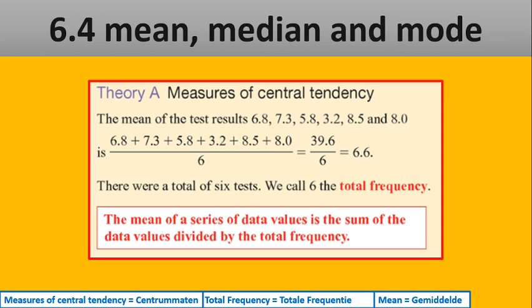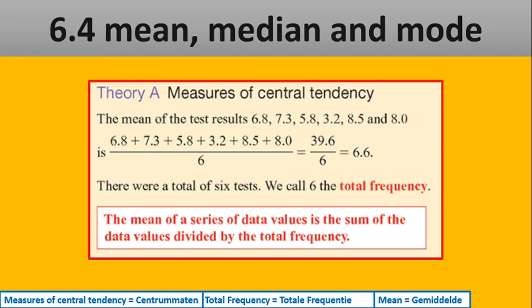But we're going to take a look at them separately first, and afterwards we're going to take a look at how we can combine them and which one will be used when. First one, I think most of you are already quite familiar with. This is the so-called mean, or het gemiddelde in het Nederlands.